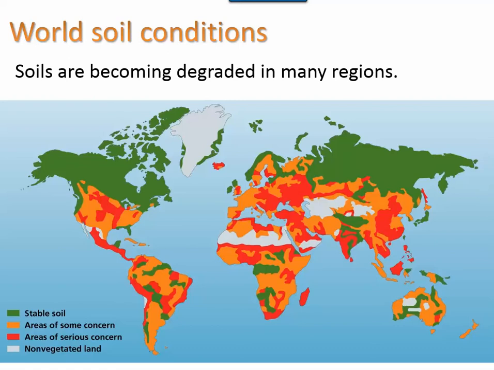What's the world soil conditions like? Soils are becoming degraded in many regions. Here we can see areas that are green that represent stable soil, and these are areas where the population density of humans is very low. Areas of some concern are in orange, and we definitely get a lot of Western Europe. Almost all of Western Europe is either some concern or serious concern. And we also see a lot in Africa here, some serious concern areas. And then we have non-vegetated land like on Greenland.